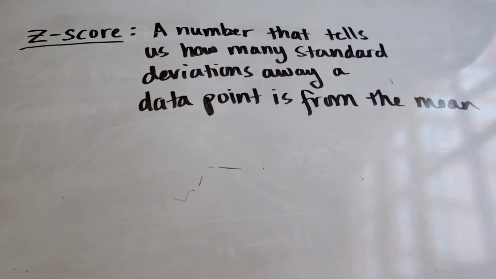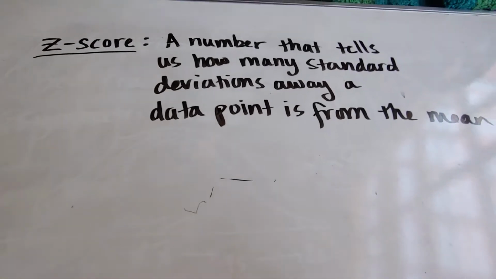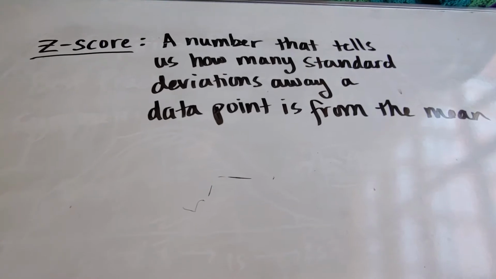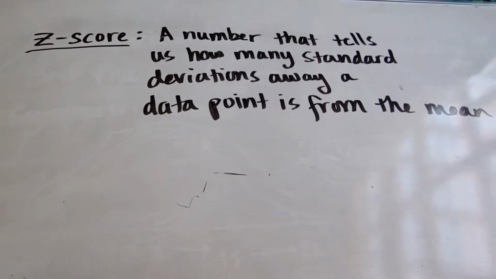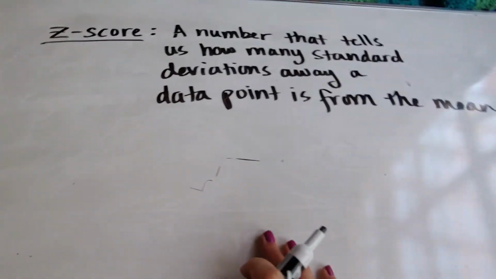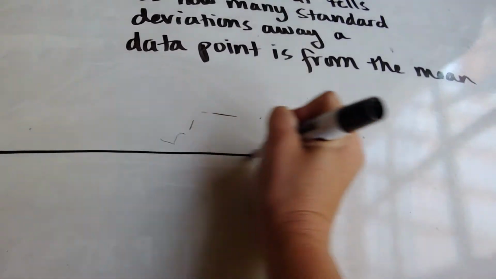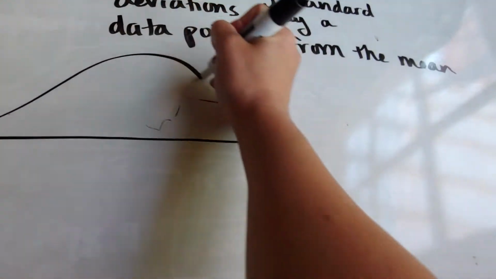In this video, we're going to introduce the idea of a z-score. As you can see, a z-score is a number that tells us how many standard deviations a data point is away from the mean. Okay, so what happens basically if we go back to our picture from the empirical rule?